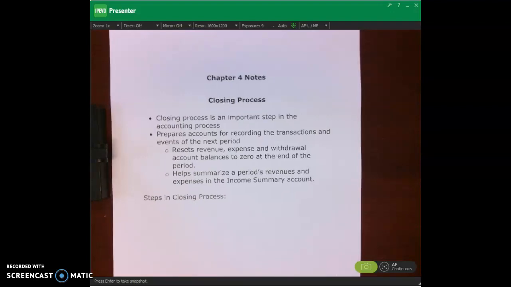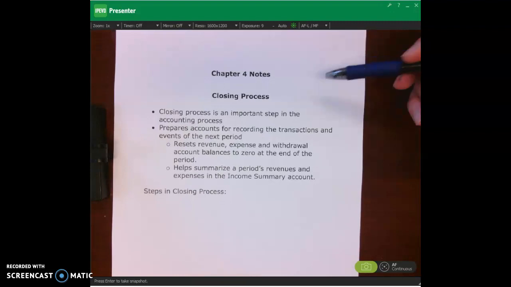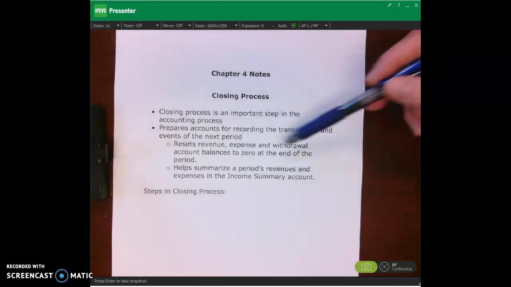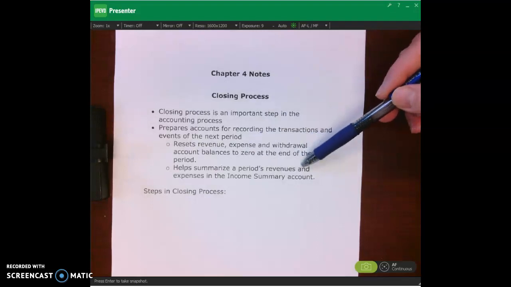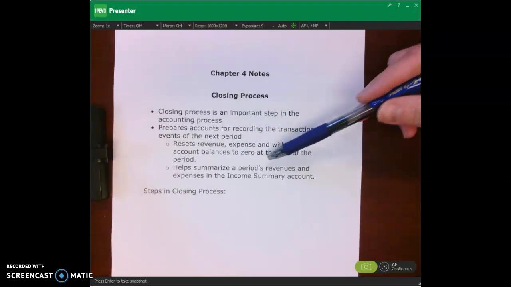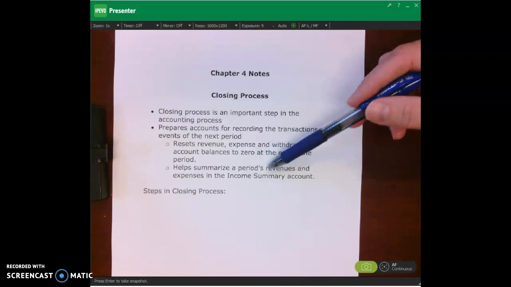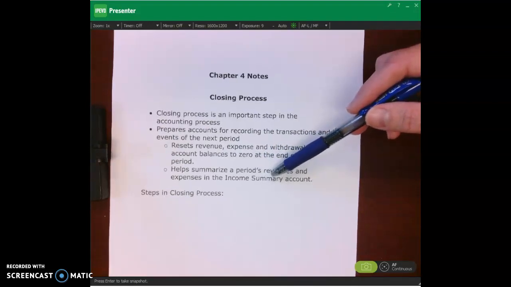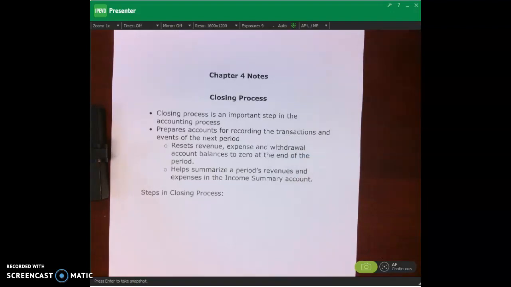Okay, so if we look at some of these bullet points, just to make sure we touched on all these, we need to reset revenue and expense and our withdrawal accounts to a balance of 0. And that also helps summarize the period's revenues and expenses in the income summary account. And that's something we'll talk about quite a bit in this chapter.